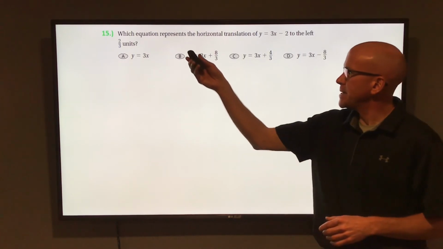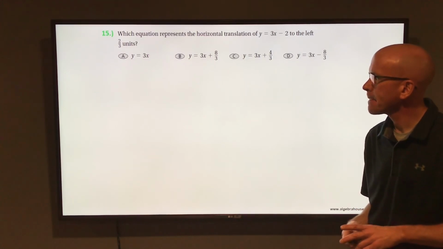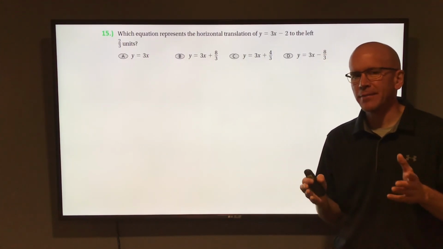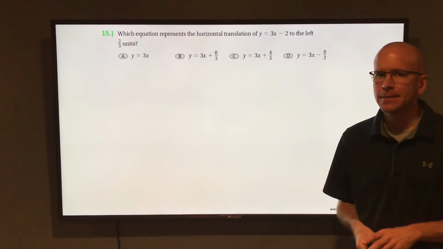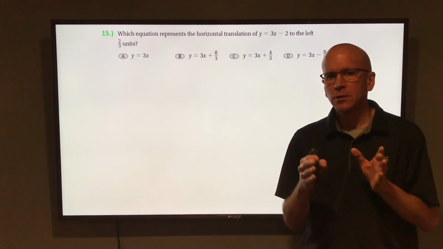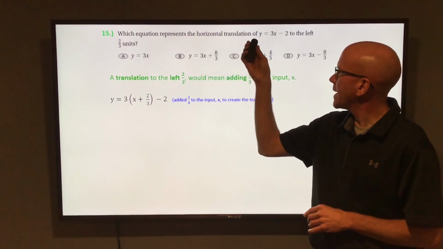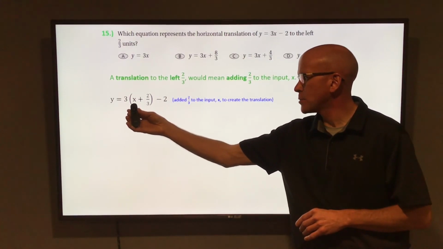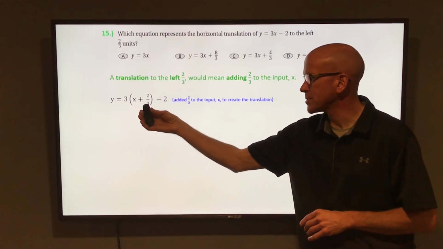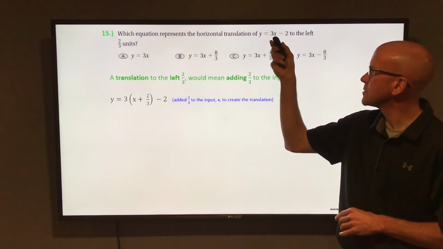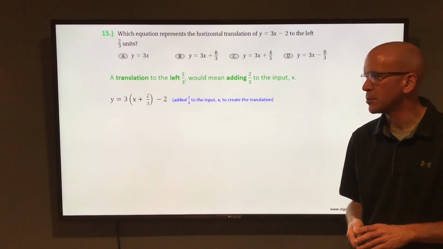Which equation represents the horizontal translation of y equals 3x minus 2 to the left 2/3 units? When you make a horizontal translation to the left 2/3 units, you're going to add 2/3 on to the value of x. When you want to move to the left, you add to the value of x. So take y equals 3x minus 2, and we're going to add 2/3 strictly to the value of x. So it's now y equals 3 times (x plus 2/3) minus 2. So we're adding 2/3 specifically on to the value of x. That will create a shift to the left 2/3 units.